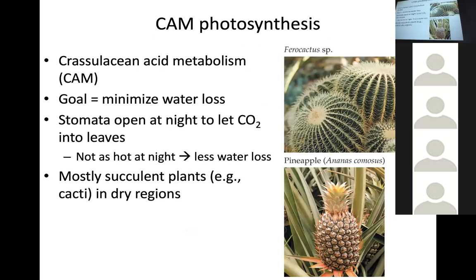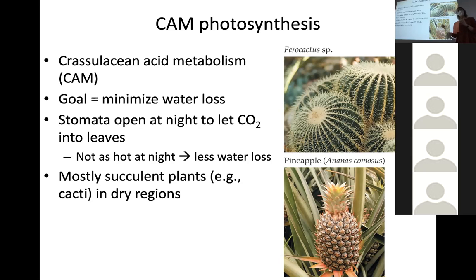CAM photosynthesis, the term comes from crassulacean acid metabolism. Crassulaceae is just the family that most of these plants are in. So cacti are in that family. You don't have to know crassulacean acid metabolism. I just put it up there in case you were interested, but you can just know CAM photosynthesis. The goal here is really to minimize water loss.